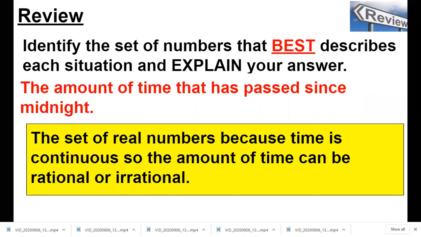Actually, the set of real numbers, right? Because time is continuous, so you could have a number that's irrational that actually fits on the continuum of time. So you can't just classify it as a rational number. You have to go one step higher and say it's a real number, right? So it could be rational or irrational.